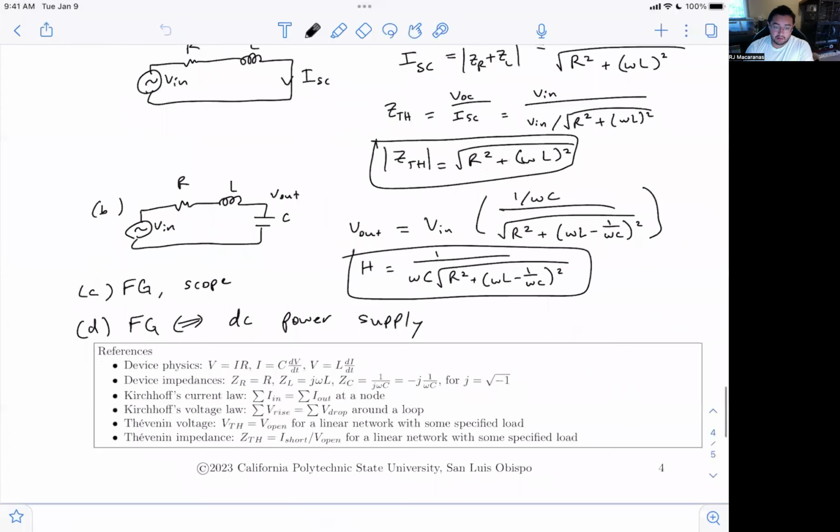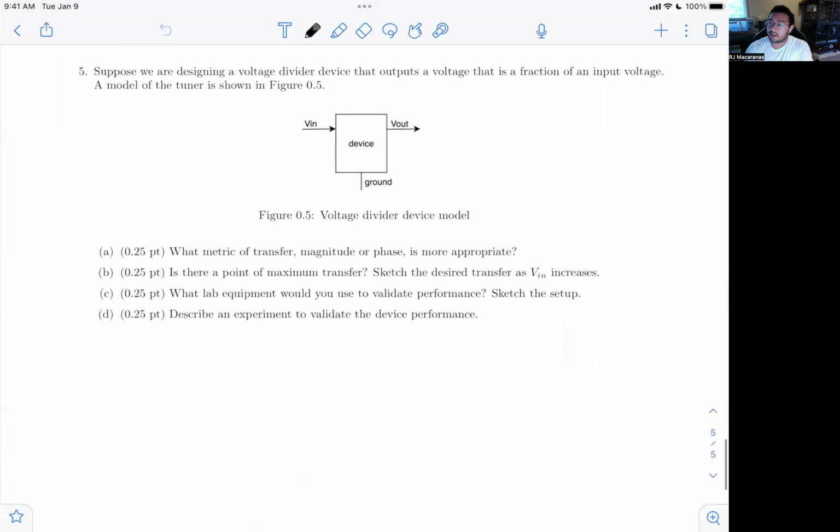All right, moving on to part 5. So this is the design question. Now for this first one, I had a bit of a typo here. So this is actually a voltage divider, not a tuner. That was from the practice one, right? So we got our voltage divider. And we're outputting something that's a fraction of the input voltage. So that's definitely going to be magnitude. We don't really care about the phase. It's not dealing with any kind of time or anything.